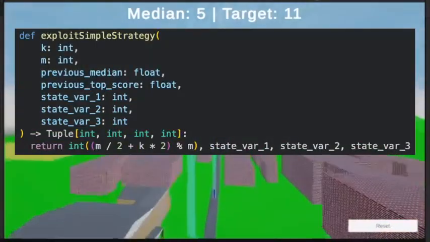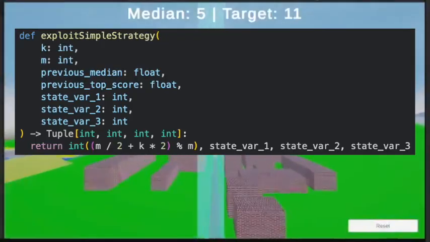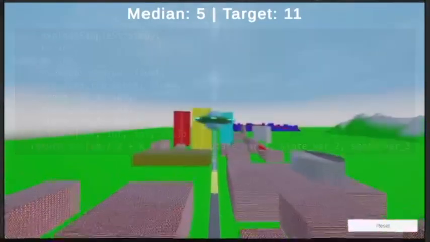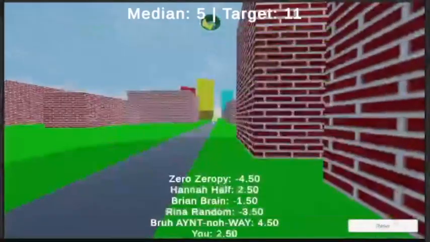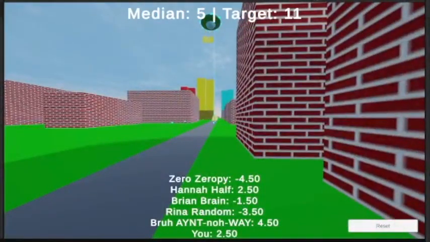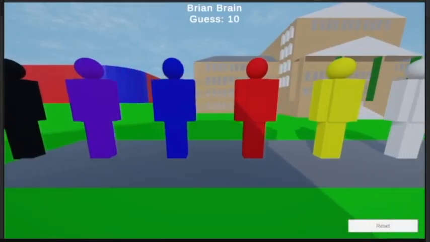This led to what was originally called exploit strategy, but later became known as the Penn strategy. Its formula is M/2 plus 2K, mod M. The logic is actually pretty interesting. If everybody else is effectively guessing around M/2 plus K, then the median of the guesses will also move toward M/2 plus K. But remember, the aliens add another K afterward, so M/2 plus 2K gives the new best guess.